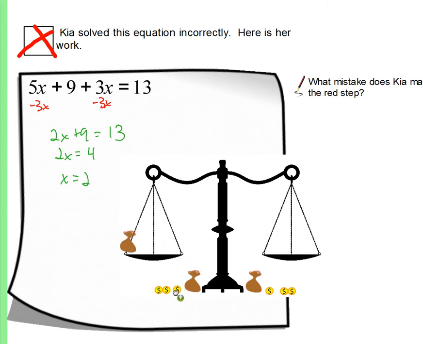We have 5X, okay, that's 5 bags. Then we have 9 of these guys next. 6, 7, 8, 9. Then we have 3 here. And on this side we just have 13 of these.